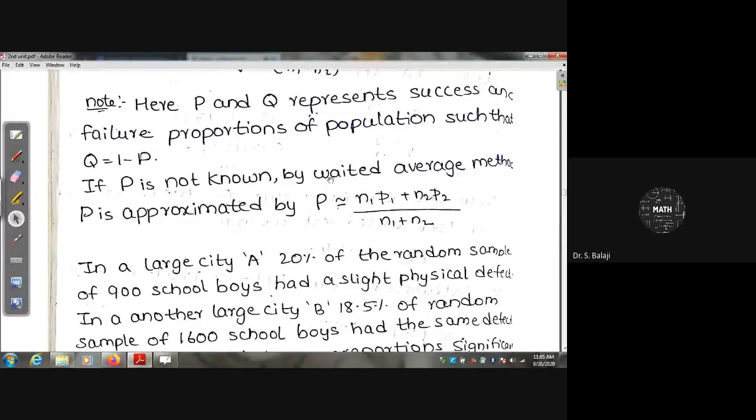Weighted, as in weight. In the weighted average method, P is approximated with the help of the small letters P1 and P2 by P approximately equal to N1 P1 plus N2 P2, whole divided by N1 plus N2. These N1 and N2 are the sample sizes. Weighted means weight.